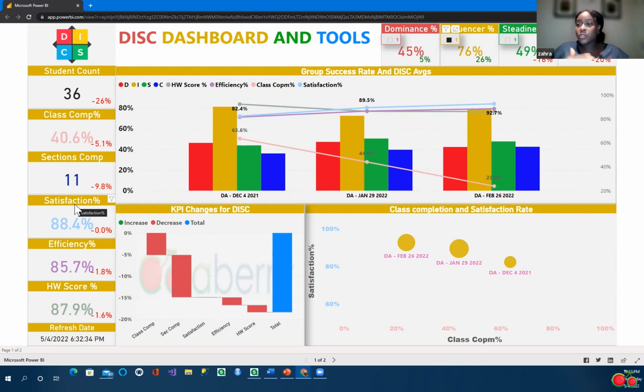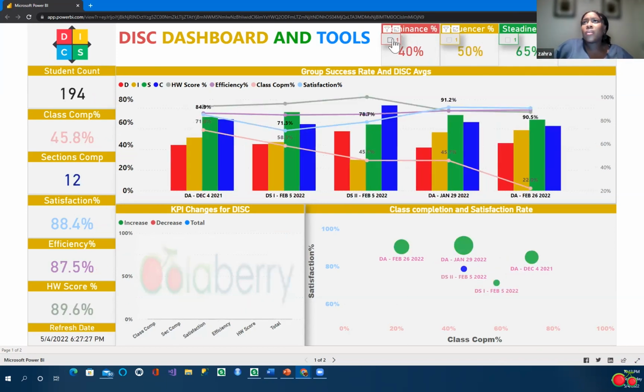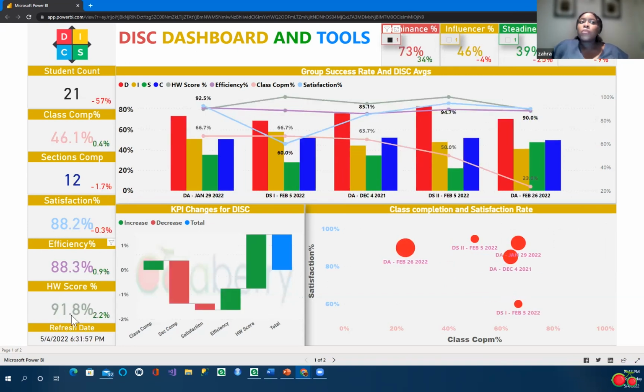But once they move on to IPBC and CAP, that's when they start to do well, because there they have to create videos and go on interviews, and their influencer skills help them in that sense. With the dominance type, they take pride in their work. That's why they do well in their homework and efficiency rating. They also like to complete things that they started.